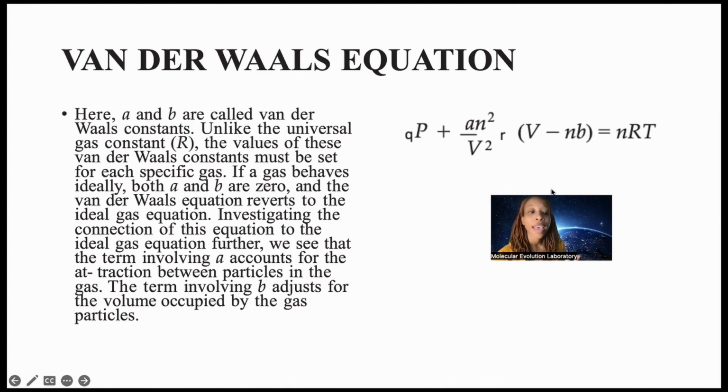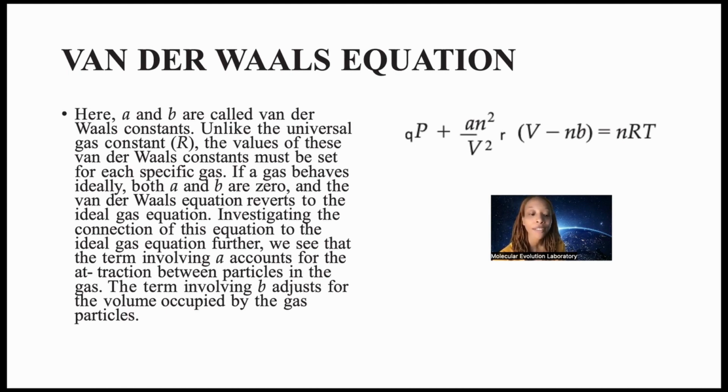state. We have A and B, which are called the van der Waals constants, because A and B are constant. Unlike the universal gas constant, which is R, the values of each van der Waals constant must be set for each specific gas. If a gas behaves ideally, both A and B are 0, and the van der Waals equation reverts to the ideal gas equation.